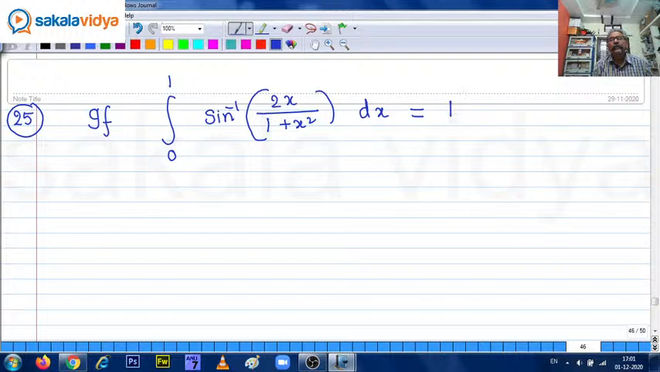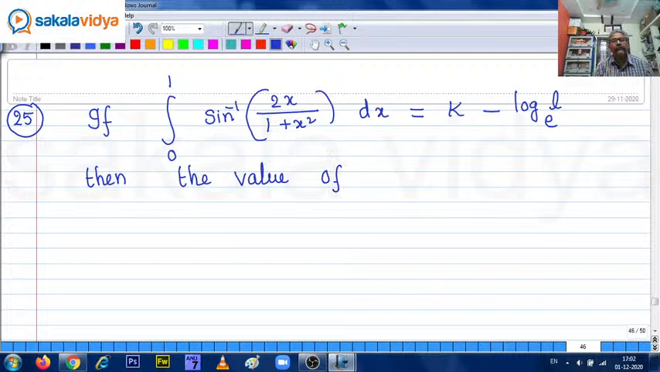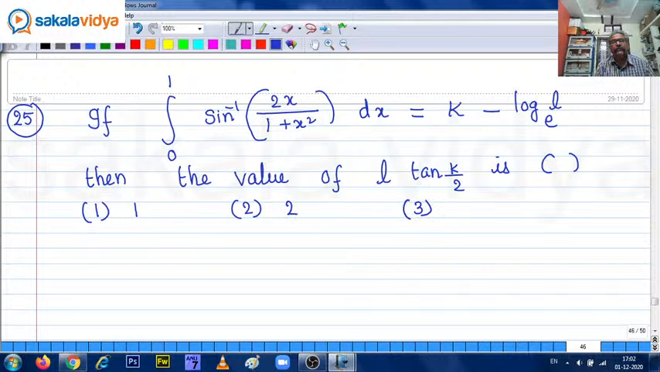equals k minus log L to the base e. Then the value of L times tan of k by 2 is: first option 1, second option 2, third option 0, fourth option minus 2.